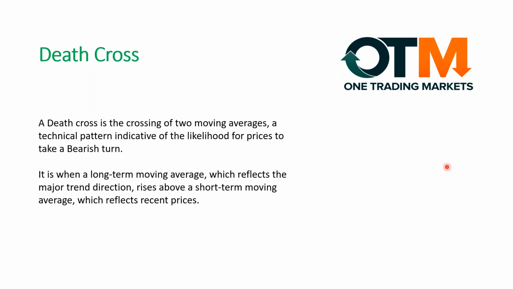What is a death cross? A death cross is a crossing of two moving averages, same as the golden cross, but it's a technical pattern indicating the likelihood of prices going in a bearish turn. So it's the opposite of a golden cross. It happens when a short-term moving average, which reflects the recent prices, crosses below the long-term moving average, which reflects the major trend direction.